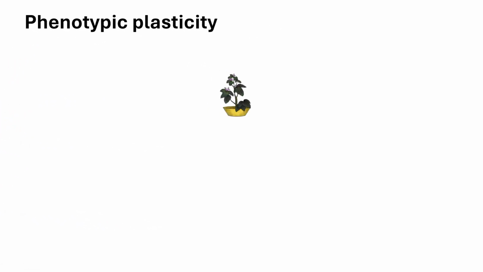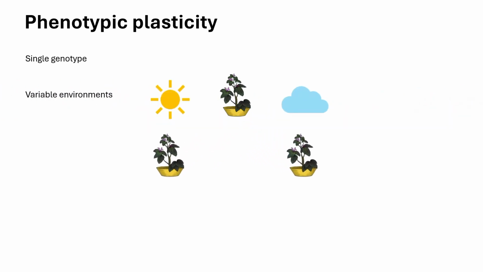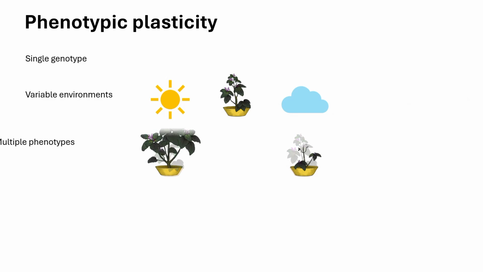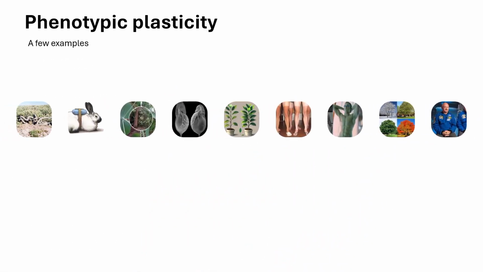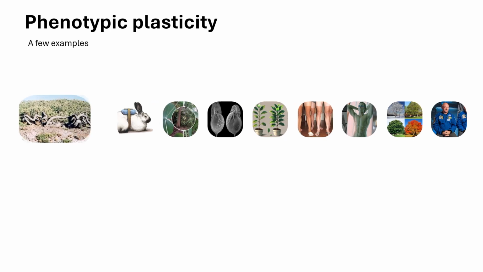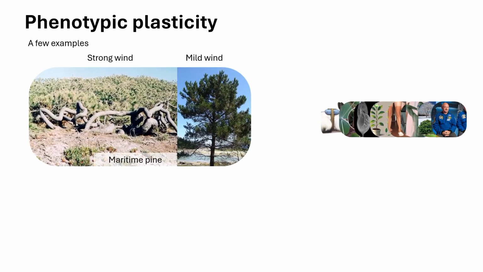Plasticity is the ability of a given genotype, when exposed to variable environments, to produce different phenotypes. There are numerous examples of phenotypic plasticity all around us. In the maritime pine, tree shape is severely altered by the strength of the wind. Pines growing at the seafront, where they are exposed to strong winds, have short, bent, and irregularly shaped tree trunks that grow very close to the ground.